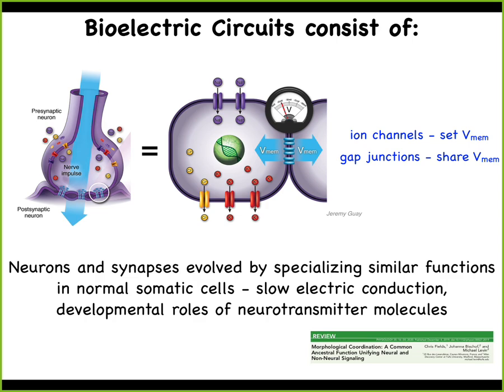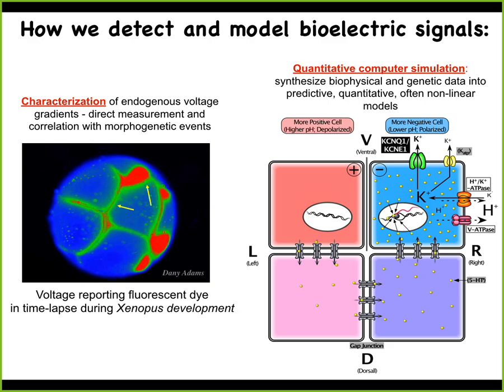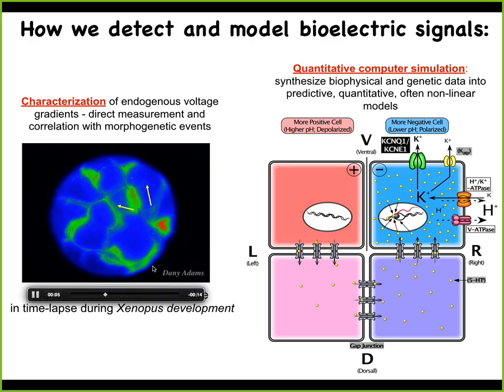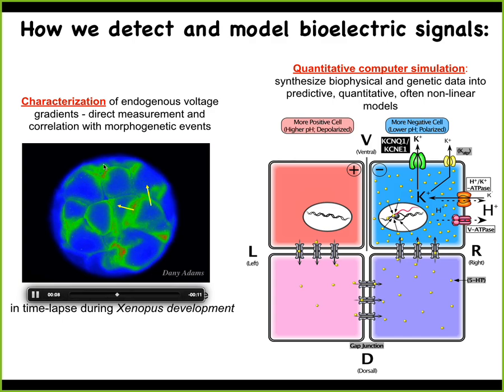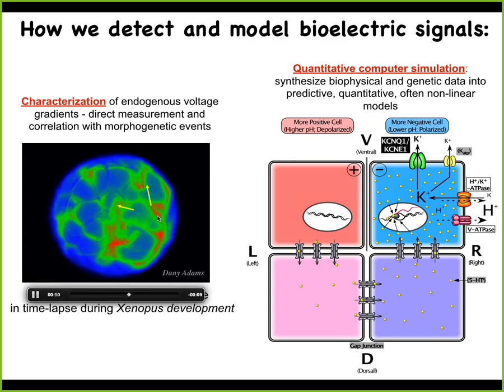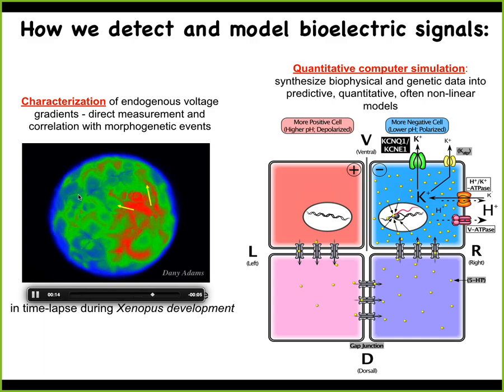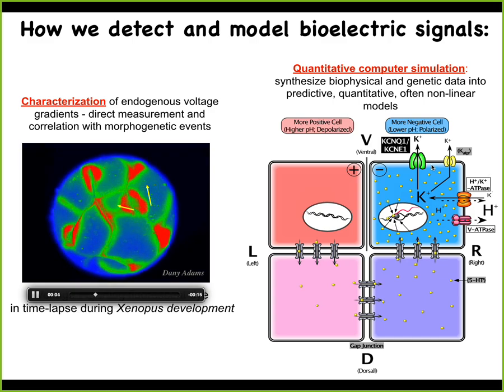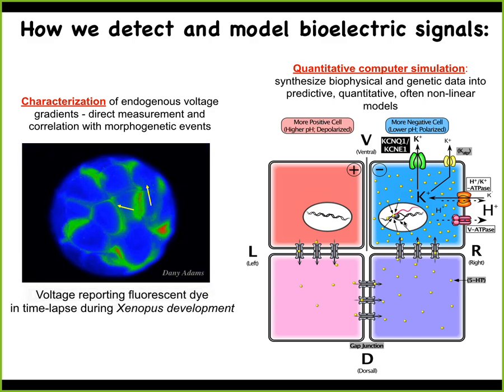So we developed some tools to try to read and write this information into the collective computations of cells. So first, voltage-sensitive dyes. So this is a voltage-sensitive reporter dye that helps you image what all the electrical states are in this early frog embryo. This is a time lapse here. And then we do a lot of biophysical modeling to understand how these gradients arise from different channels and pumps that all of these cells have.